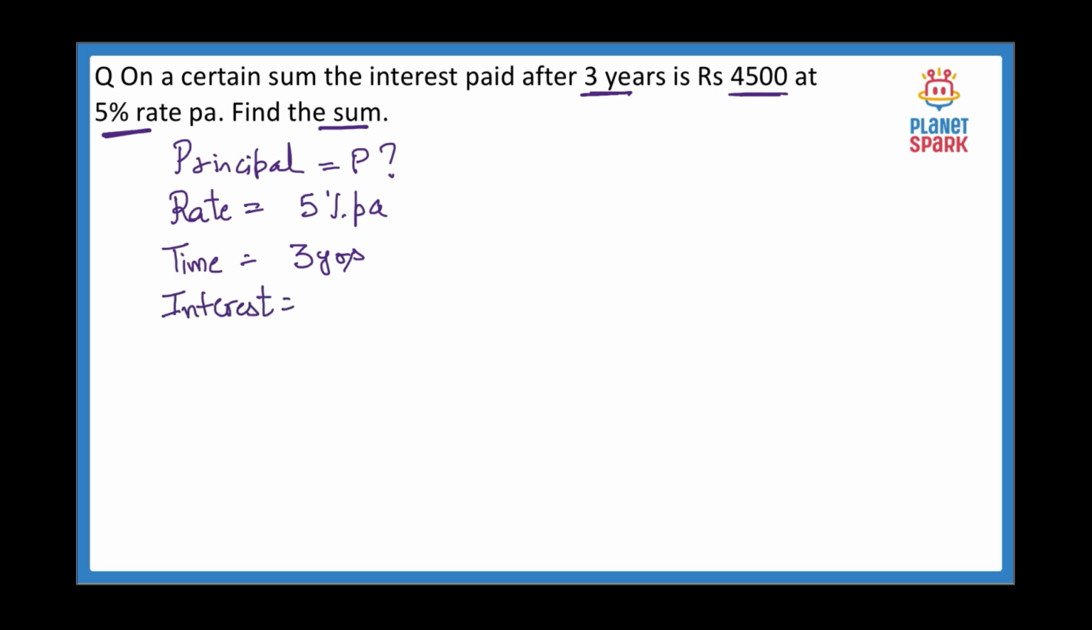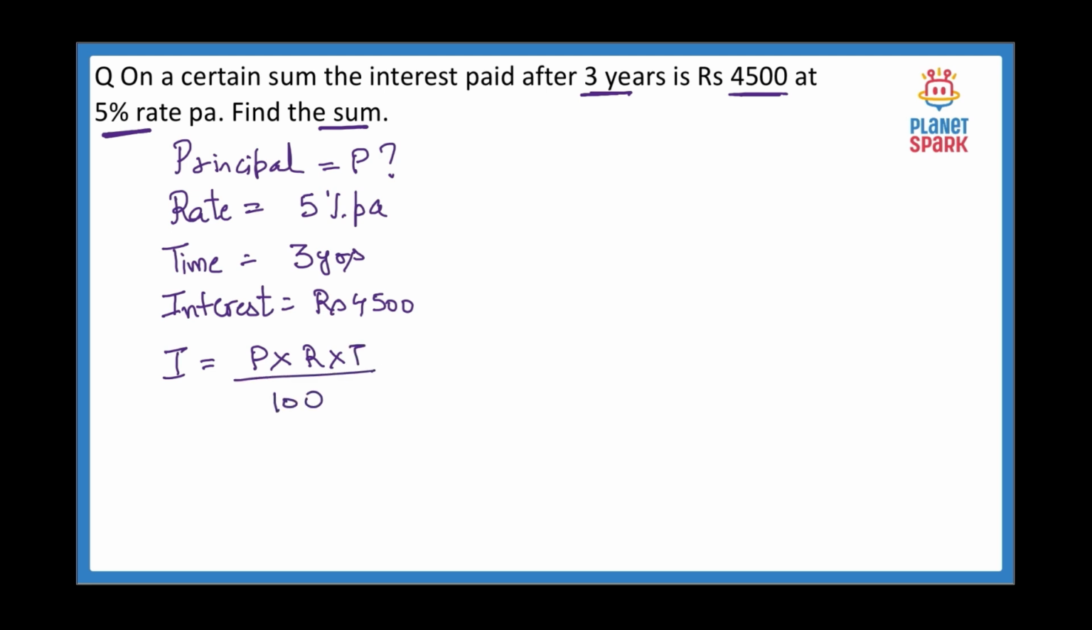So there are 4 things involved over here: interest, principal, rate and time. Out of these 4 things, whenever we are given 3 and we have to find out the 4th one, we'll always use this formula. So interest is equal to P into R into T upon 100. Let's put the values in the formula.